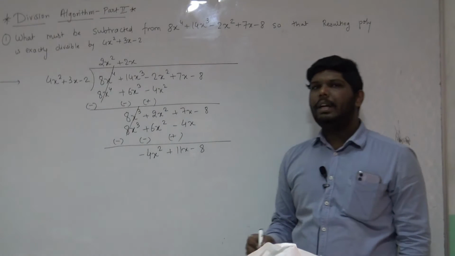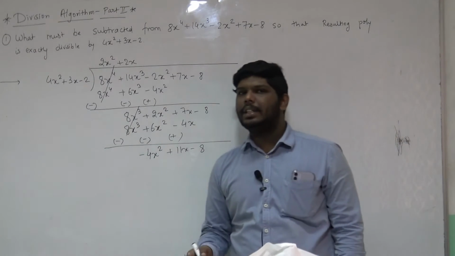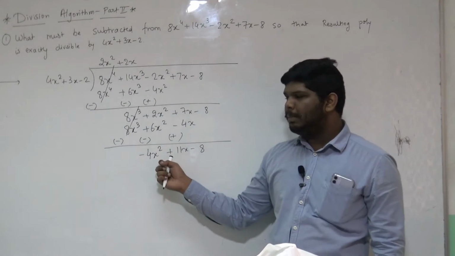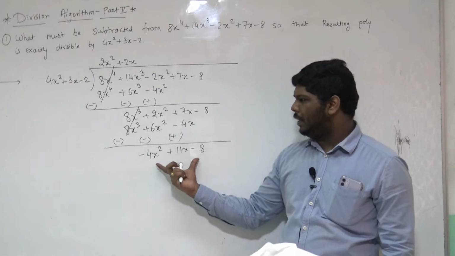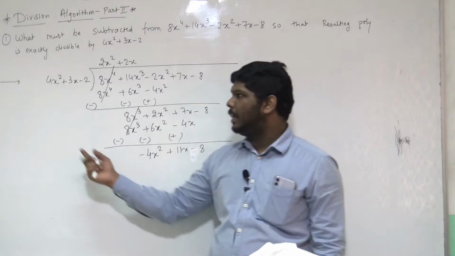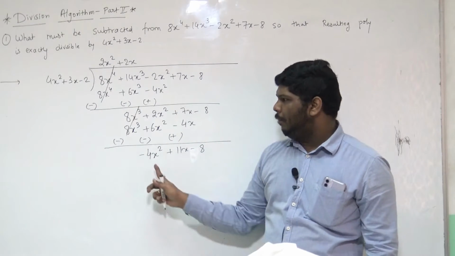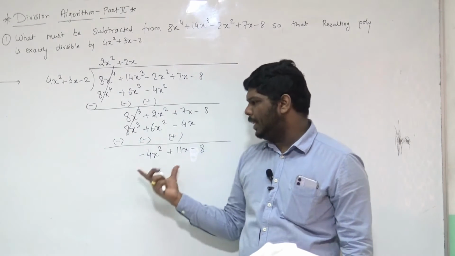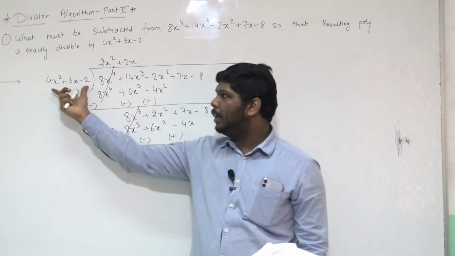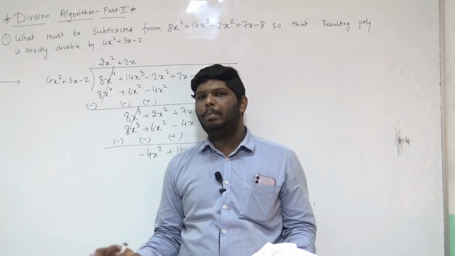Okay, so till which step we have to proceed, that we have also discussed in the previous class. The degree of the remainder should be less as compared to the divisor's degree. At that time you have to stop. If it is the same, you can proceed, but once it becomes less as compared to the divisor's degree, at that time you have to stop the division.